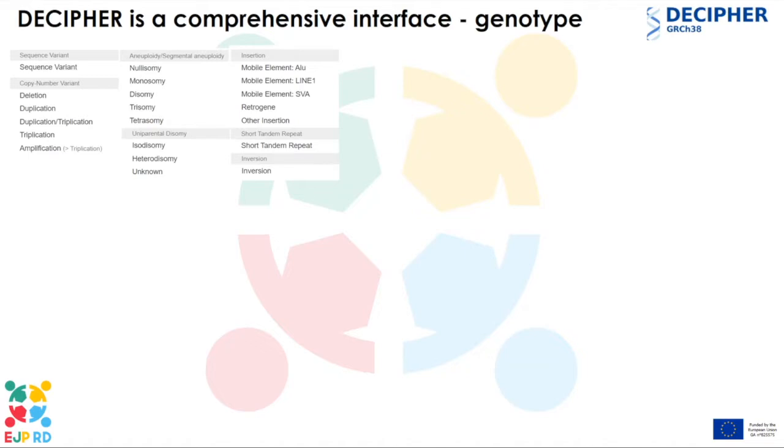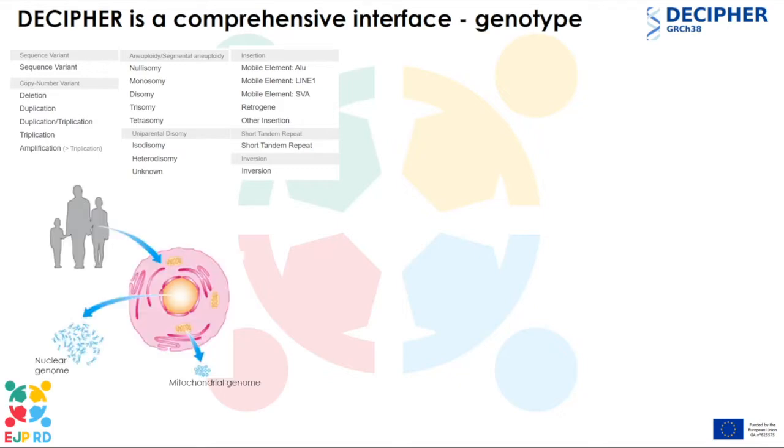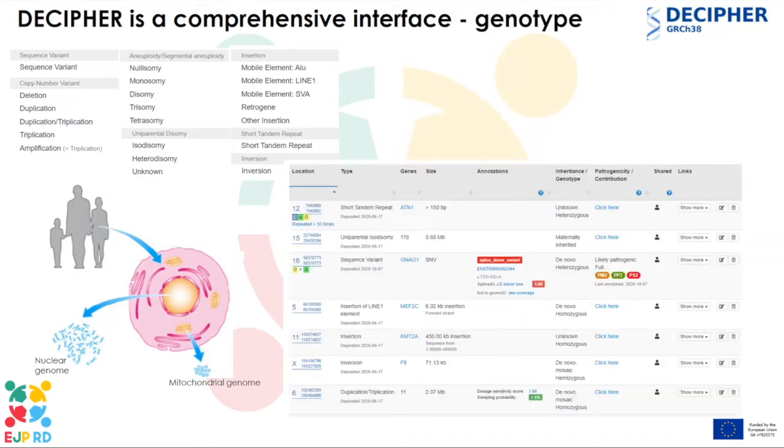So Decipher is a comprehensive interface in terms of genotype. We support the deposition, interpretation and sharing of sequence variants, copy number variants, aneuploidy, UPD, insertions including mobile element insertions, short tandem repeats and inversions. We support both the nuclear and the mitochondrial genome, and everything is shown in a single interface. So this is just an example, and you can see that we've got a variety of variant types. They're all shown within the same page.